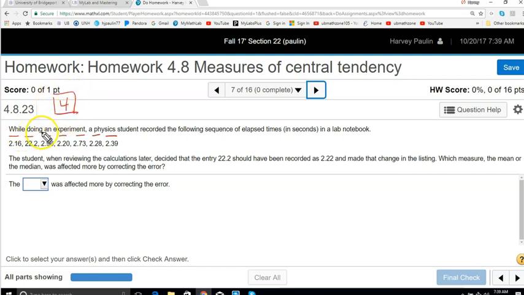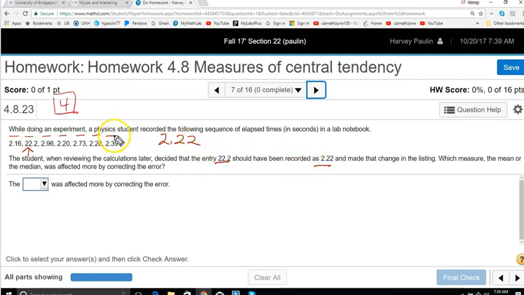And it says, while doing an experiment, physics students recorded the following sequences. So notice what was here. But when you see this particular reading, notice this was really off, and it may be that the student put the dot in the wrong place. More likely this should have been 2.22 is what they're saying.